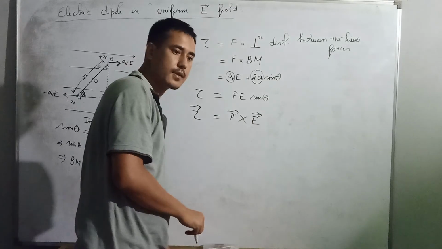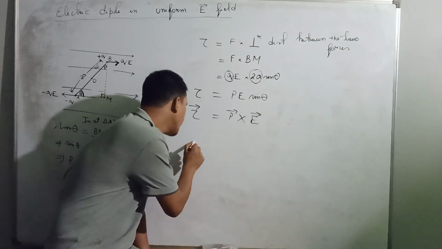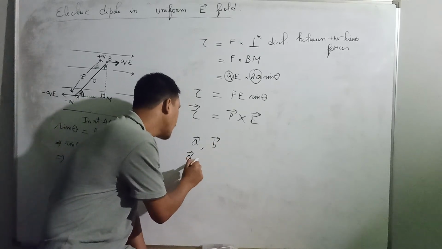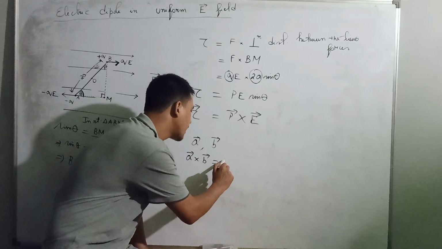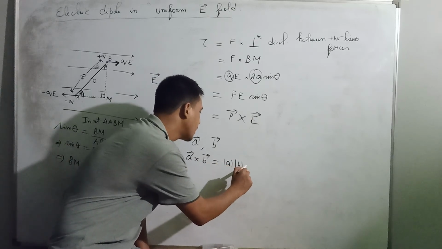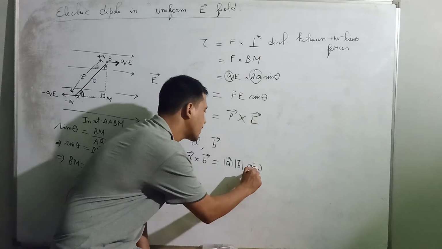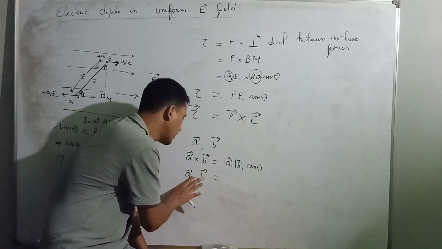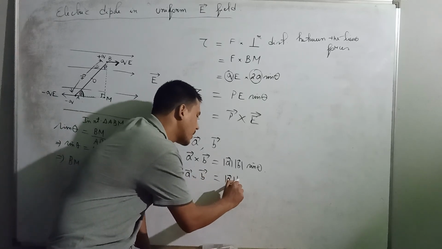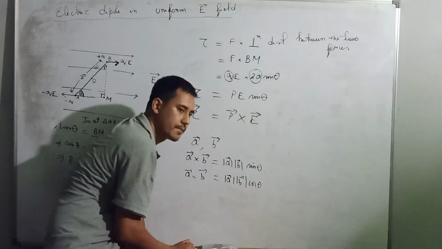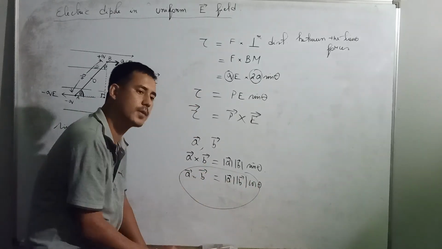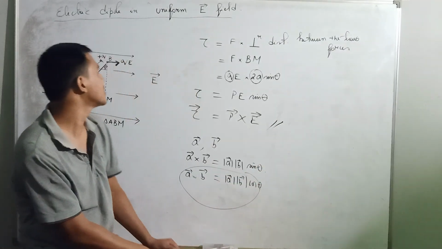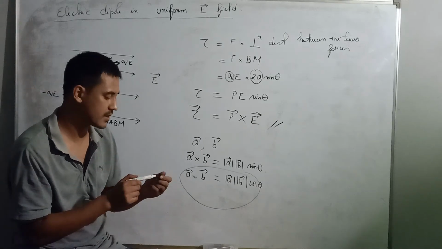Definition of cross product: if A and B are any two vectors, then vector A cross B will be given by the magnitude of A, magnitude of B, with the sine of the angle between them. And if it is dot product, A dot B will be given by the magnitude of A, magnitude of B, with the cos of the angle between them. Using this relation, you can find out the angle between any two vectors also. So this is the required relation for the electric dipole when it is placed in a uniform electric field.